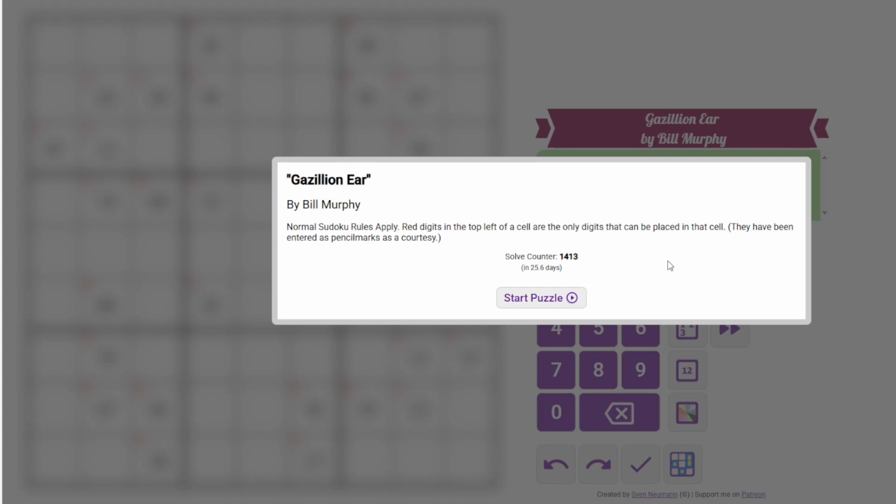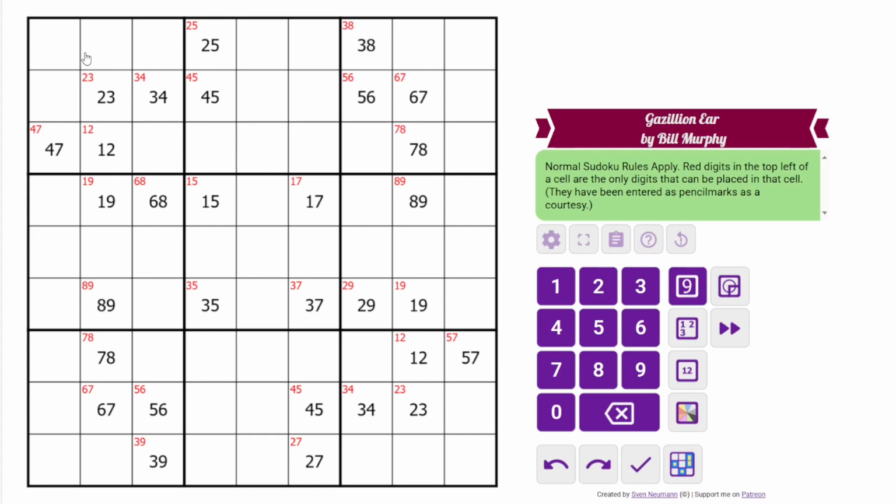But today I'm solving Gazillion Ear by Bill Murphy. This is a Pencilmark Sudoku. We have normal Sudoku rules, 1 to 9 in each row, column, and 3x3 box. Additionally, we have some markings in the grid. The red markings are the actual markings that Bill is intending for the variant, but he has also given us the normal central pencil marks, just for convenience.